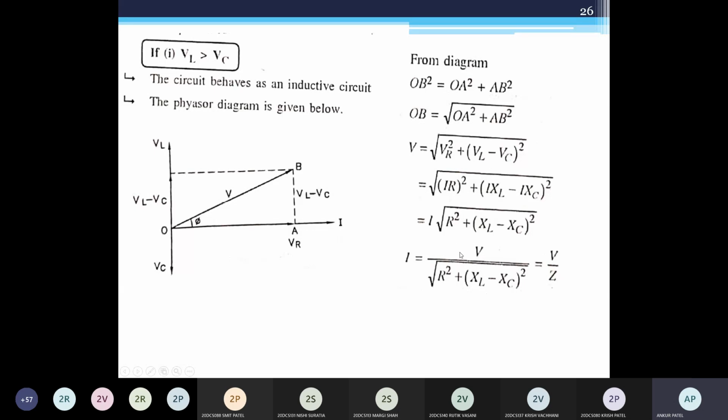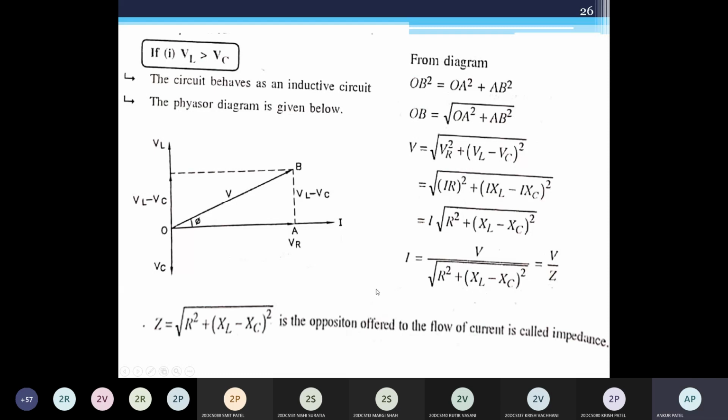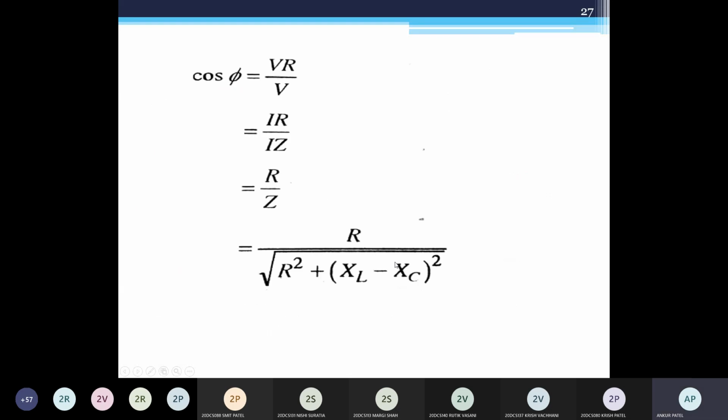The magnitude of V is given by under root R square plus XL minus XC square, that is your impedance when XL is greater than XC. Current is V by Z. Z is the opposition offered to the flow of current, that is the total load of the circuit. Cos phi you can find out from the phasor diagram, that is R by Z, VR by V.